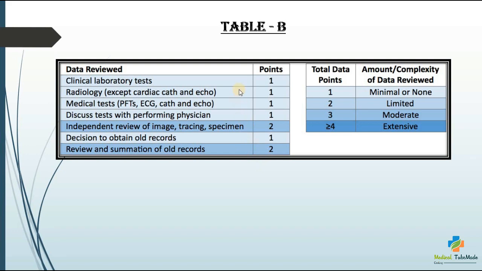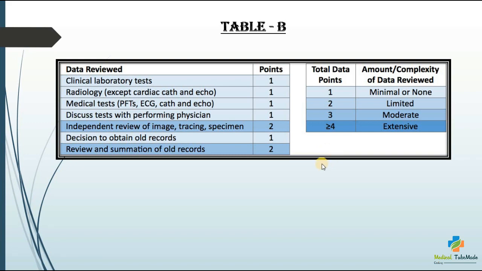So like that, guys, you have to count points in table B. So these are the data points. Here one more table is there, you can see, and in that table these are the points. Okay, suppose as per your report you got 3 points. 3 points means your table B, or your data table, will be moderate. If you got only 1 point, suppose only a lab order, 1 point means minimal, 2 points means limited, 3 points means moderate, and 4 or more means extensive. So like that we have to count.